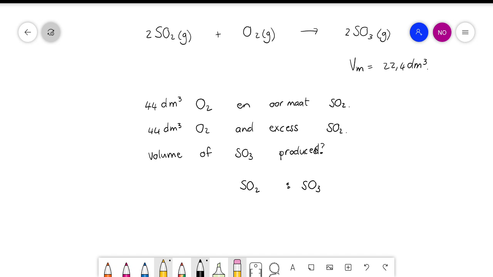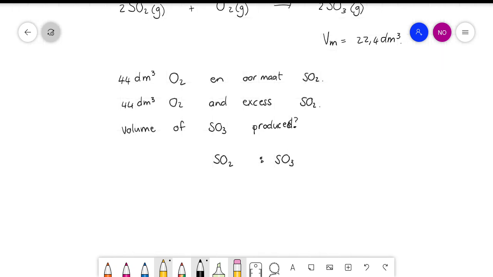Ons het mos gesê, dis soos om 'n koek te bak, né? Ons het baie meel, maar ons het net 3 eiers. So the amount of eggs, not the amount of flour, will determine the amount of cake we can bake. Okay? So sit die beperkende reagens daarin.